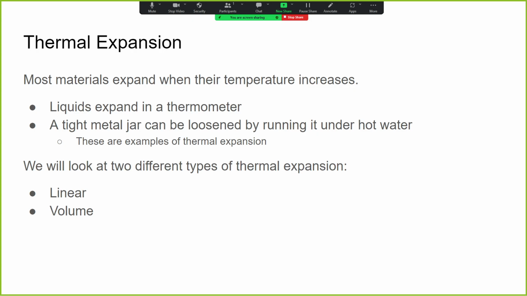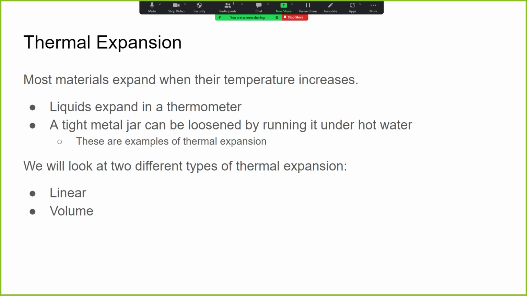Another really good example is if you think about a tight metal jar. If you run it under hot water, that lid is going to much more easily be able to come off. And I can't count how many times that's happened to me, but hopefully a relatable situation. Okay, so liquids expanding in a thermometer when you actually take the temperature is another example of seeing a temperature increase by method of thermal expansion.